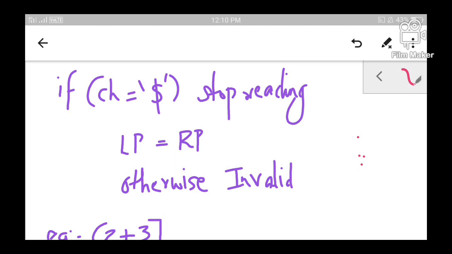And if the read character is a dollar sign, it indicates that the expression has been read completely. There are no more characters left. You can stop reading. In that case, you have to check the second condition, which is the number of left parentheses and the number of right parentheses.